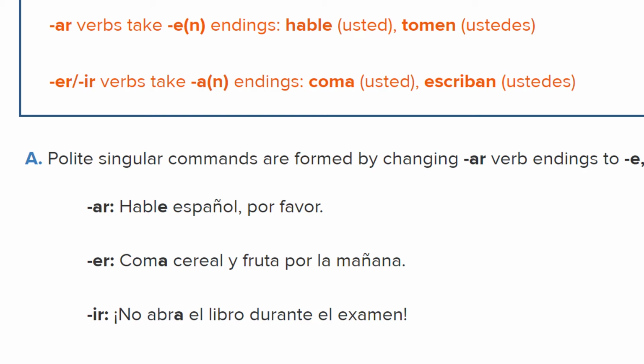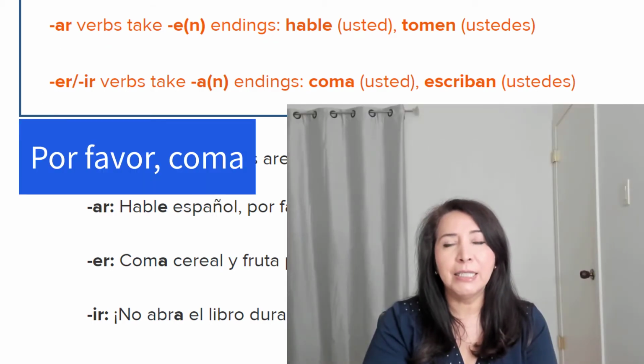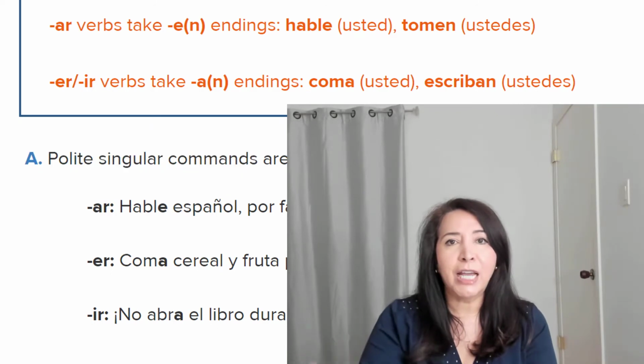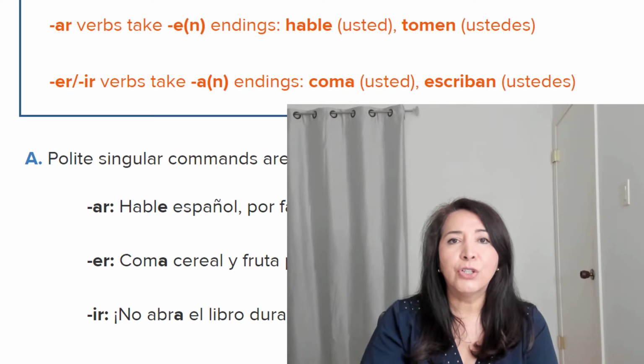Okay? Now, if the verb ends in ER, I'm gonna add an A. So for example, comer, coma. So let's say that I'm talking to one of you, I will say, por favor, coma. Please eat. But let's say that we organized a potluck and I would say, hey, please, eat, all of you. Then in that case, I would say, coman, okay? So when you're doing this section in the test, find out first if you're talking to one person or more than one. If you're talking to one person, you know what to do, just add e or a, depending on what the ending is. And if you're talking to more than one person, make sure that you add that N.